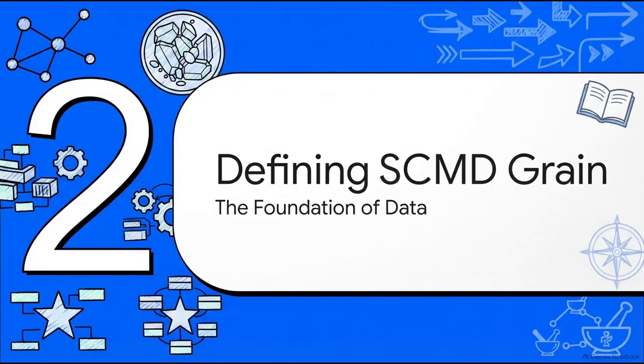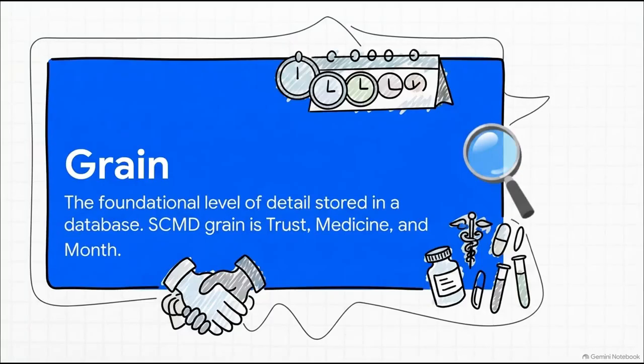Moving right along to Section 2, defining the SCMD grain. Okay, so what exactly is the grain? Well, the grain is the foundational level of detail that gets stored in a database fact table. And for our NHS secondary care medicines data, we are defining that grain explicitly as this: one row equals one trust, one medicine, and one month. That's it. It is a precise snapshot of aggregated monthly data.